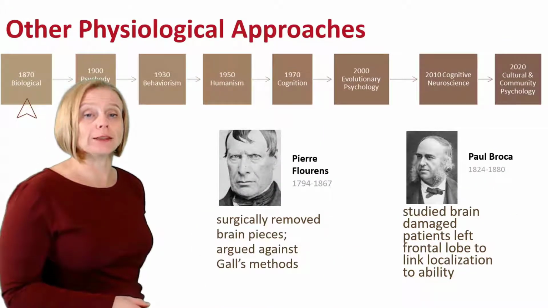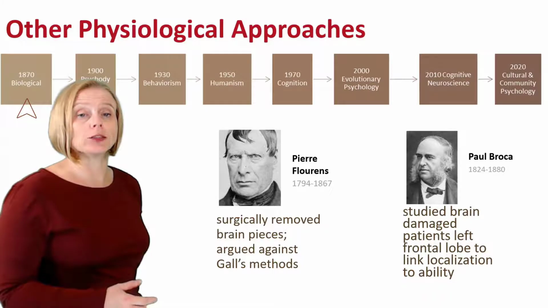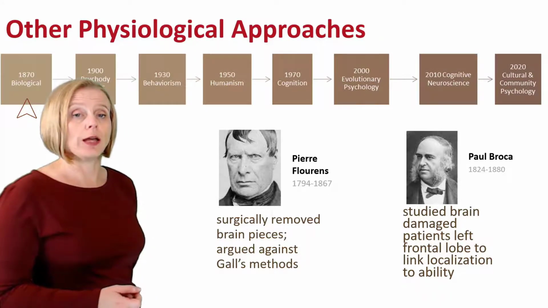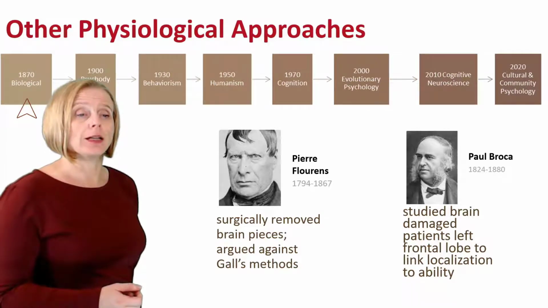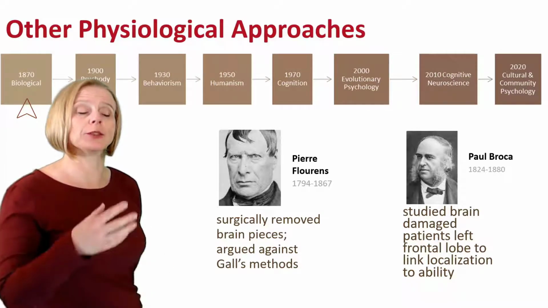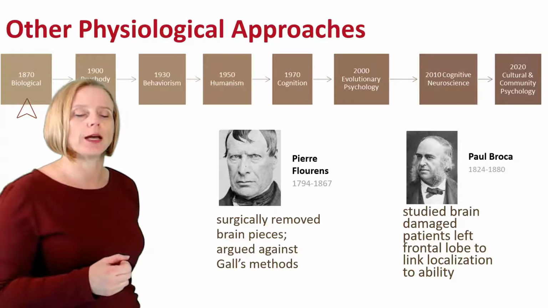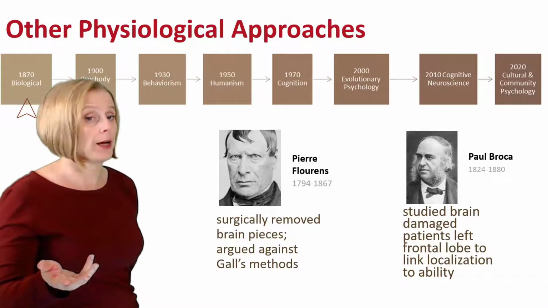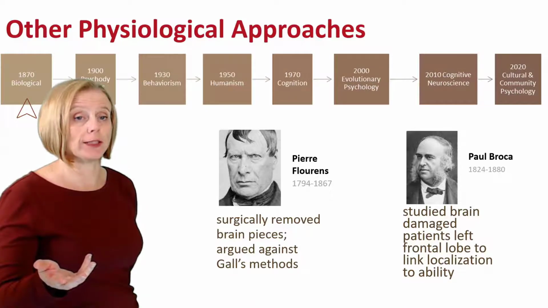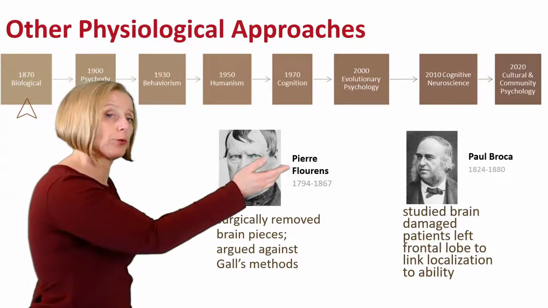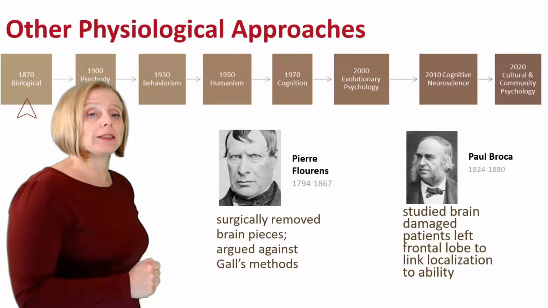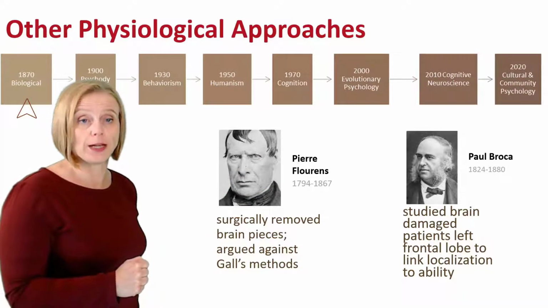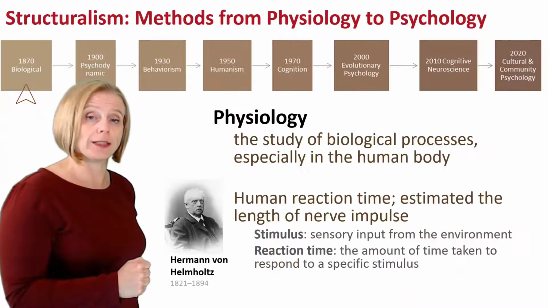Pierre Flourens attempted to argue against Gall's methods. He surgically removed pieces of brain, and what he found was that he could discriminate between hemispheres and major regions of the cortex and see some linkage to cortical processes, but nothing like Gall suggested. Paul Broca was a contemporary. He studied brain-damaged patients. He is famous for discovering Broca's area, an area related to speech.